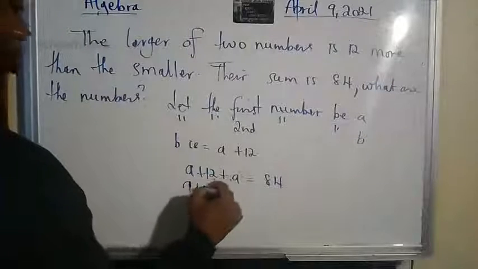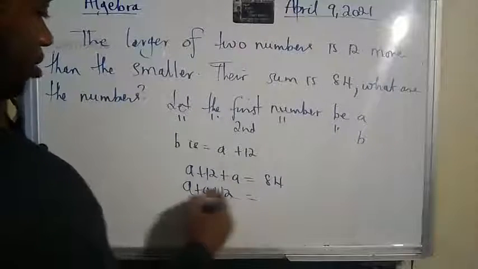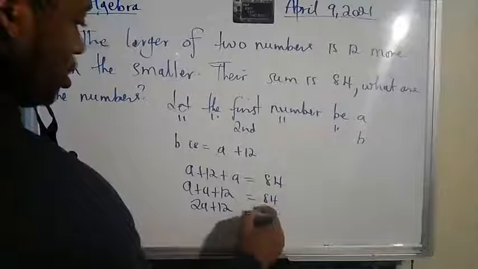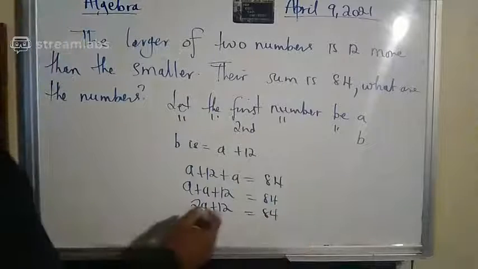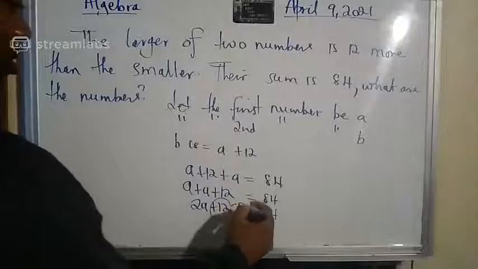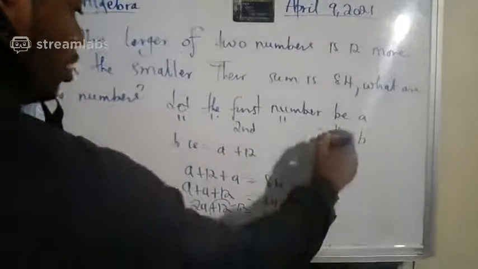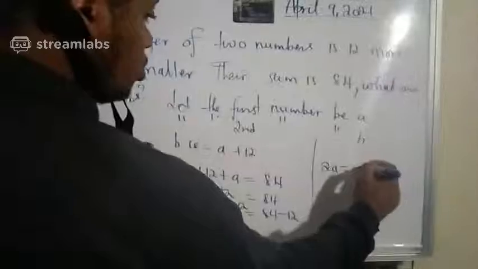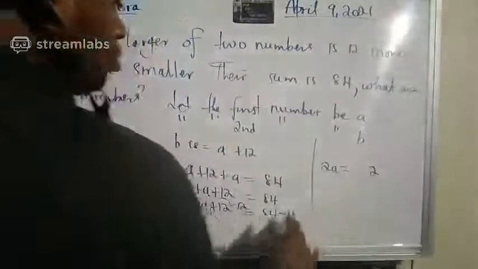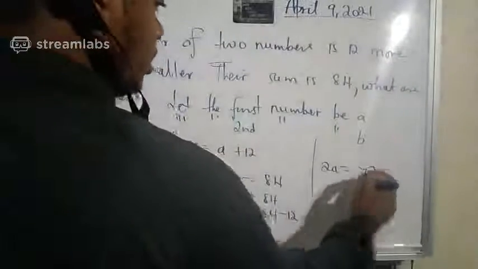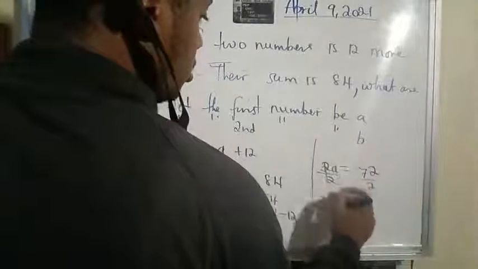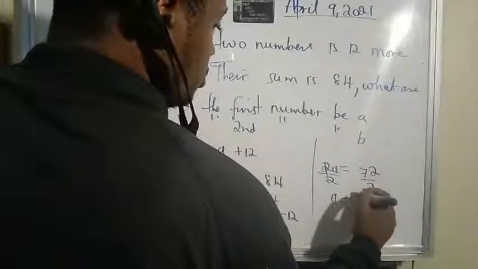We cannot add or subtract unlike terms, so A plus A is 2A plus 12, and that equals 84. So now we're going to solve this linear equation. So minus 12 from this side, minus 12 from that side. Everybody should know this. If you don't know this, you need to check out my older videos on my channel. So 84 minus 12 is 72, and 2A is 72, so now A is equal to 36.